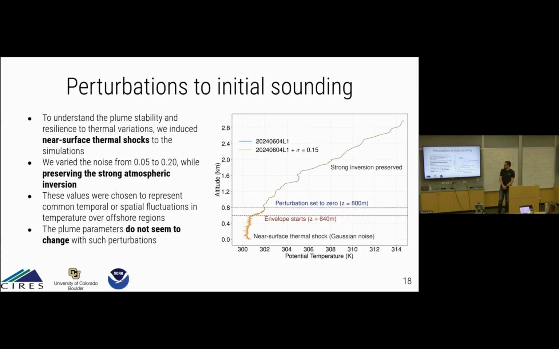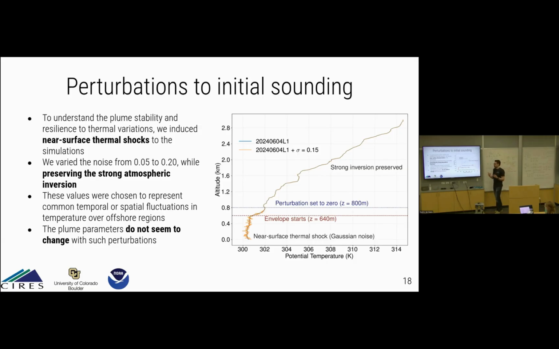So to check this hypothesis, I've also perturbed the initial sounding. What I've done here was I got all of the offshore temperature sounding profiles that I had before, applied a near surface thermal shock, so some random noise to the surface, and I applied an envelope that would die out as we move from the boundary layer to the inversion layer. And I kept the strong inversion constant, so it was preserved.